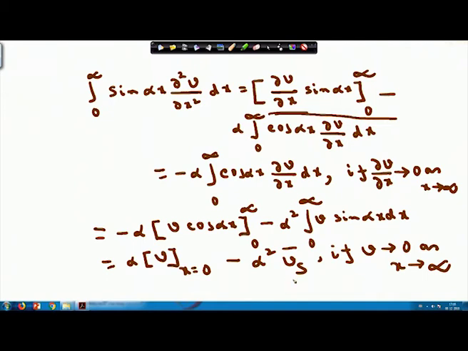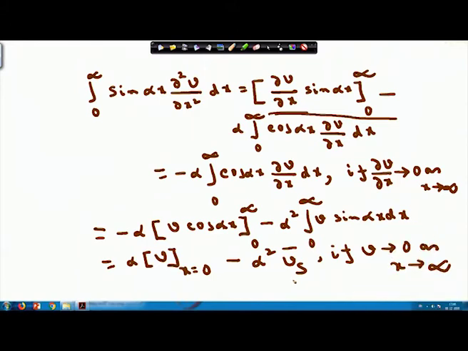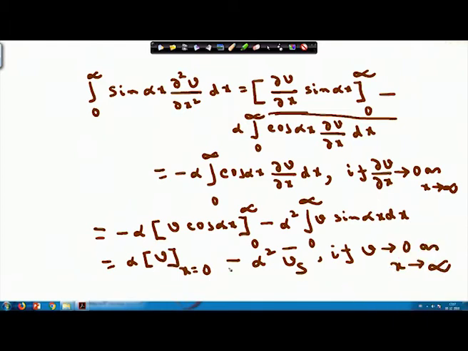Therefore, whenever I take the sine transform of a function, 0 to infinity sin alpha x del 2 v del x square dx equals alpha into v at x equals 0 minus alpha square v bar s, provided I know that v approaches 0 and del v approaches 0 as x approaches infinity.